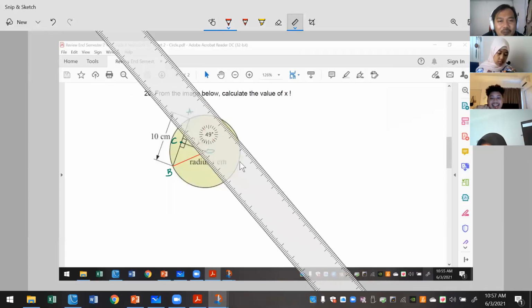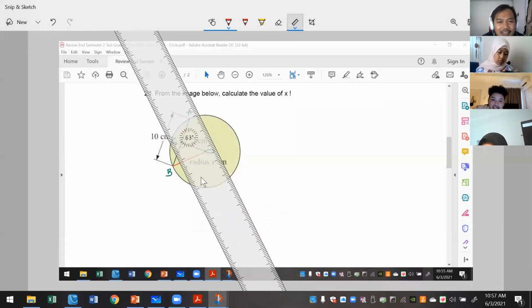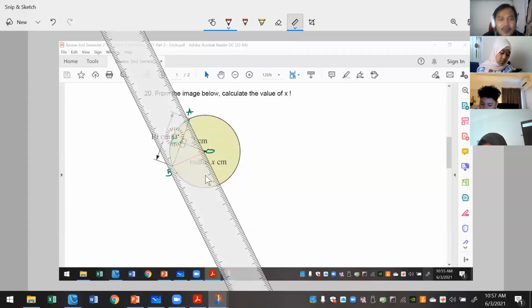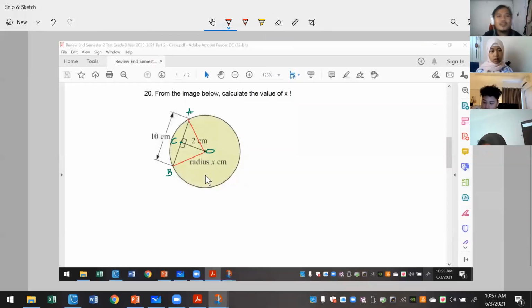I also have one more actually, guys. I can connect A to O, right? This is the same as OB. So I have AO or OA or OB. You can choose one of them. That is going to be the radius. So this is the radius, and this is the x. Okay, so the question is, how can we find the x?